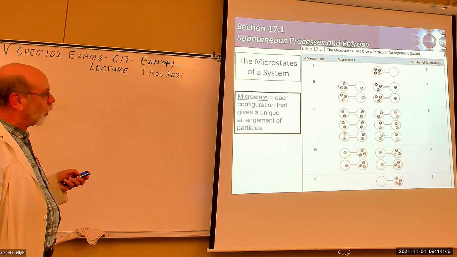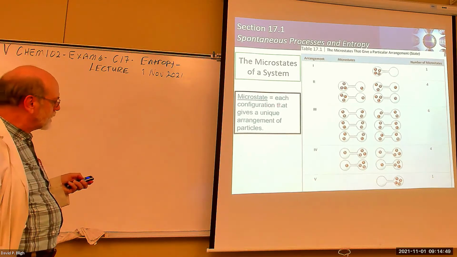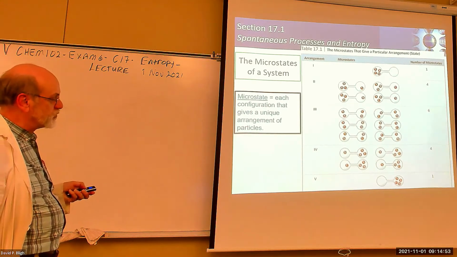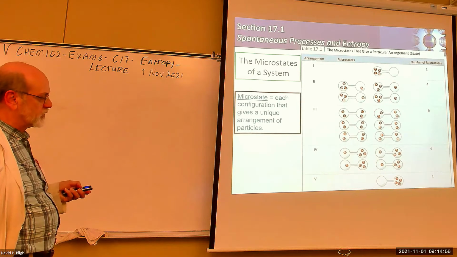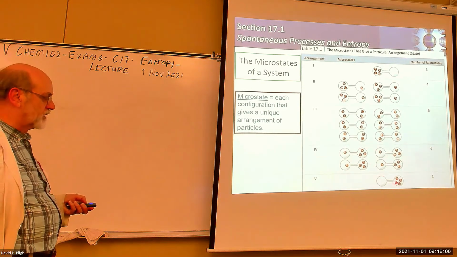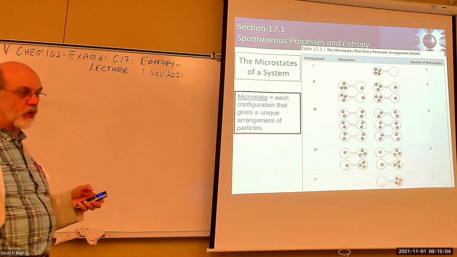So this is in words. Each of these configurations gives you a unique arrangement of particles. This configuration, 2 by 2s, gives you 6 arrangements. These 1 by 3s only give you 4, and these 0s by 4 only gives you 1.